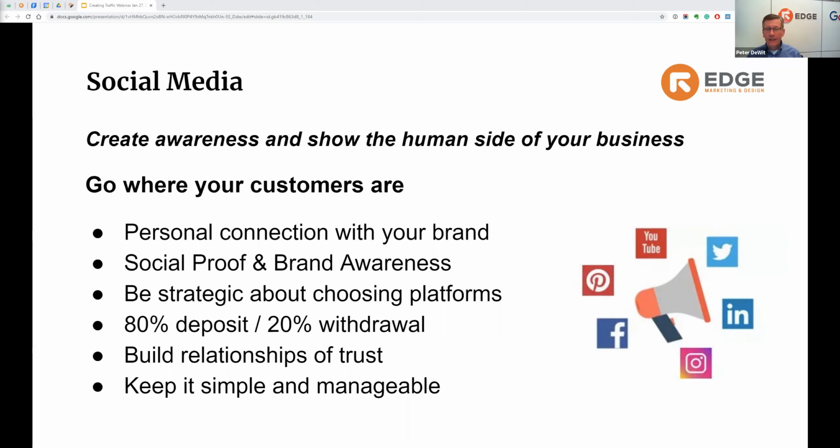One of the rules of thumb on social media that we live by is that 80% is a deposit of information or entertainment, something that's funny or just makes somebody else's day. And 20% should be withdrawal, meaning it could be an offer or a more promotional post, because a lot of people don't want to be sold to, especially on social media platforms, so selling is quite difficult.